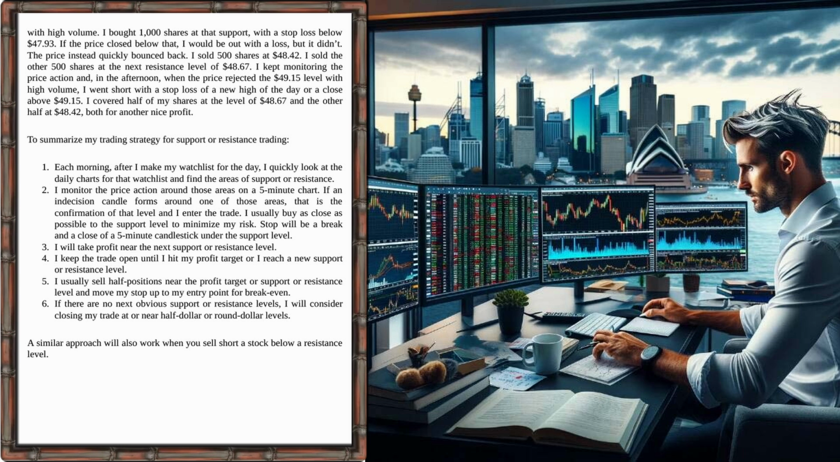3. I will take profit near the next support or resistance level. 4. I keep the trade open until I hit my profit target, or I reach a new support or resistance level. 5. I usually sell half positions near the profit target or support or resistance level and move my stop up to my entry point for break-even. 6. If there are no next obvious support or resistance levels, I will consider closing my trade at or near half-dollar or round-dollar levels. A similar approach will also work when you sell short a stock below a resistance level.